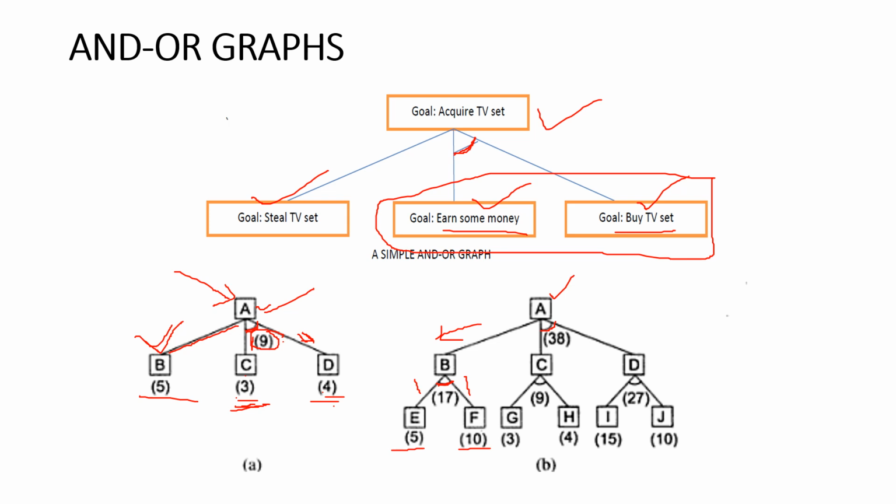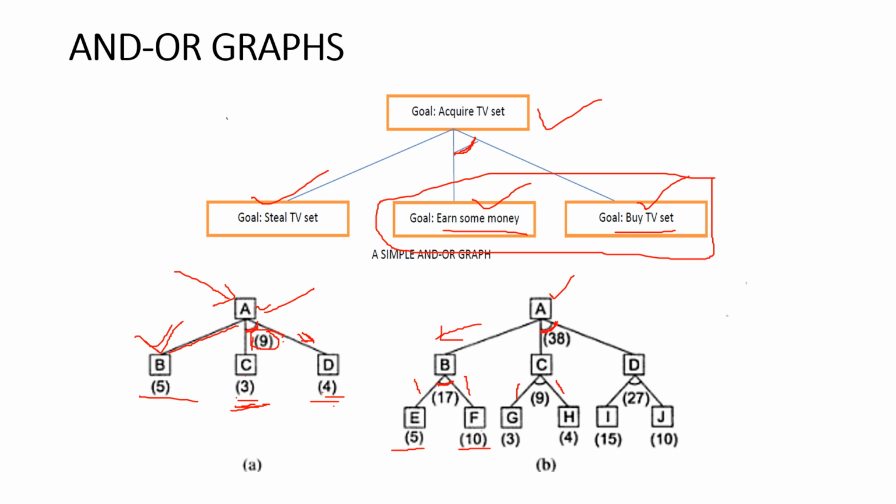And then if we are solving C we have to solve G and H. G heuristic is 3, H heuristic is 4 and g of n of G is 1, g of n of H is 1. So total cost will be 3 plus 4 plus 1 plus 1, it is 9. And if we are solving C, we have to solve D also because here we have an AND arc.